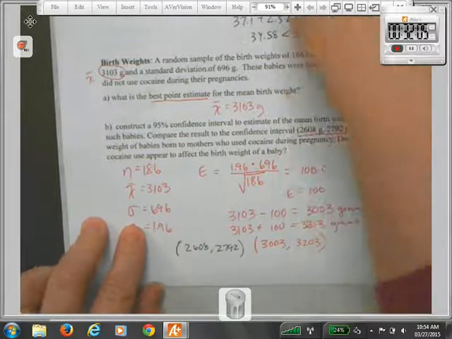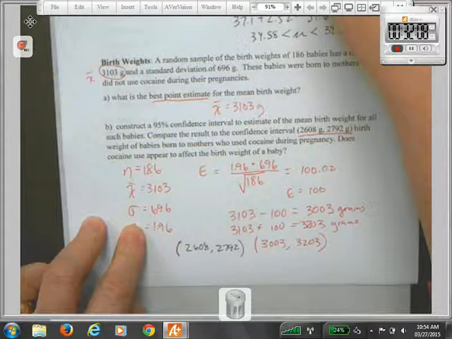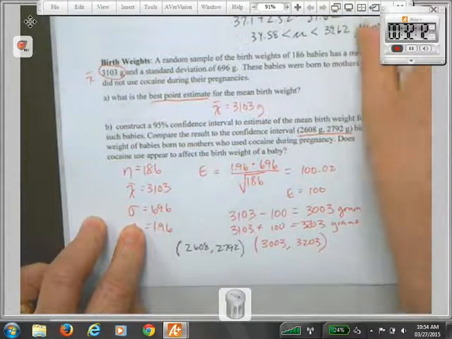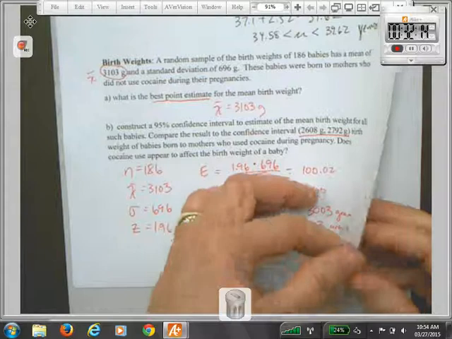So one of the reasons that I choose these problems is just to get you to see the use of statistics and how it can answer some interesting questions sometimes.